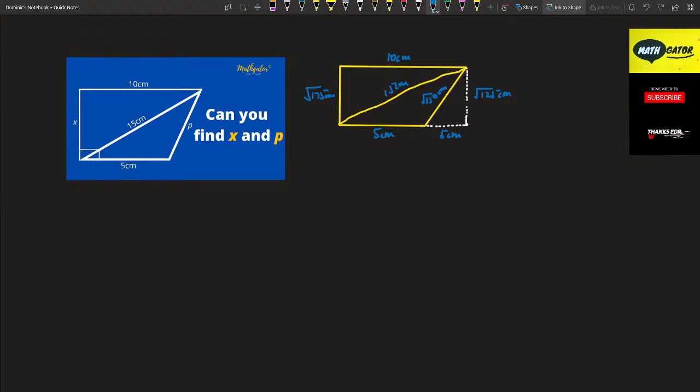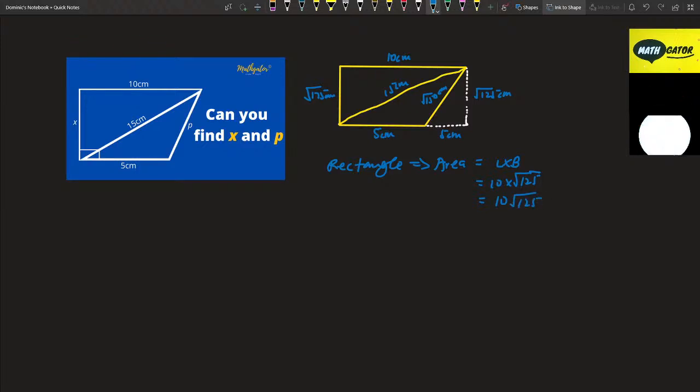So when we take this whole thing into consideration, including the broken lines, we get a rectangle. The formula for finding the area of a rectangle is the length times the breadth or the width. The length we can take to be 10, and the width to be root of 125. And then when we solve that, we should be able to get our answer. It's basically 10 root 125.